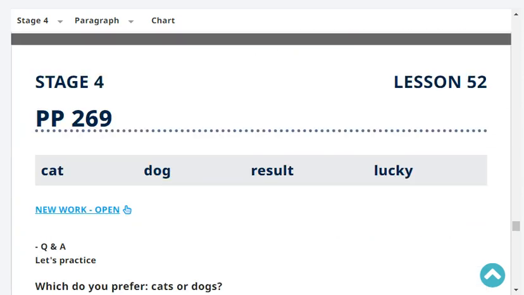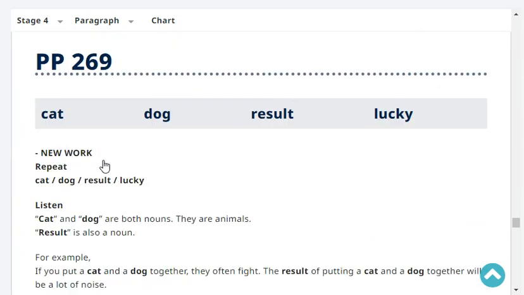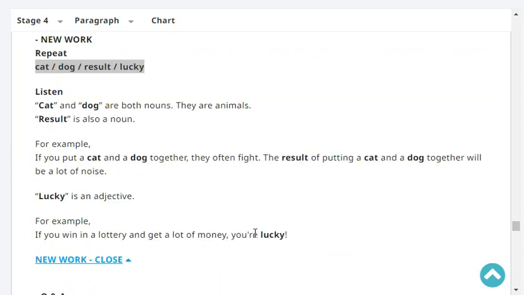Okay, so let's start new work. Okay, repeat. Cat, dog, result, lucky. Very good.